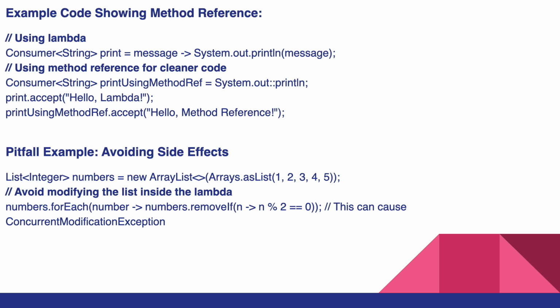As you can see, using a method reference makes the code cleaner without sacrificing clarity. However, watch out for common pitfalls. For instance, avoid modifying collections inside lambda expressions, as this can lead to unexpected behavior like a ConcurrentModificationException. Always aim for side-effect-free lambdas to ensure better code quality.